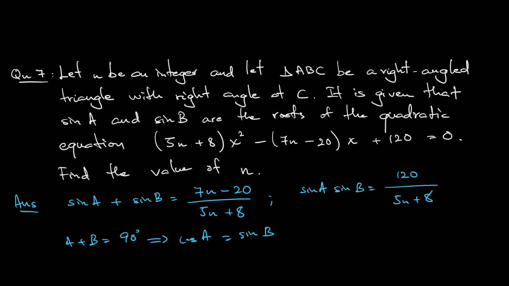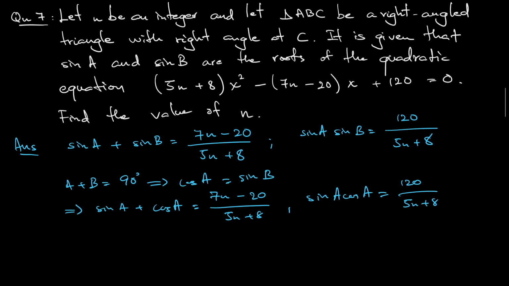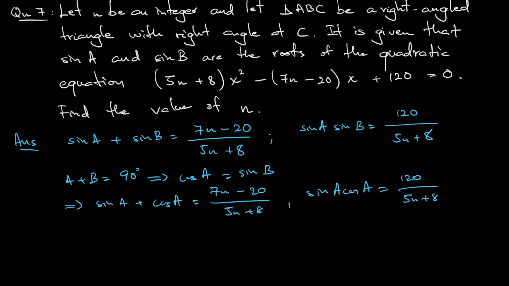Okay, so that will imply that sin A plus cos A. So now I consider all the angles in terms of just angle A. It will be this, and of course sin A cos A with this. What else? sin A and cos A, right? Because I know that if I square it, right?